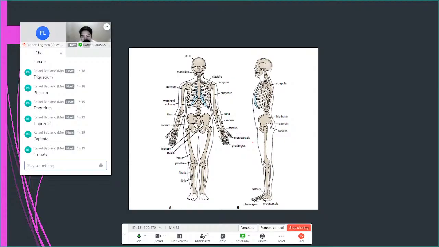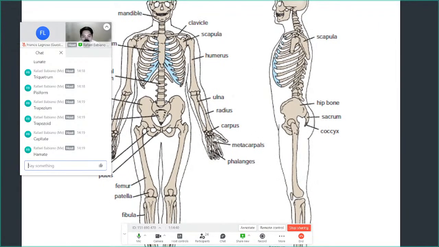So, if you see here, these are the metacarpals. The long ones. If you look at your hand, the carpals are here, right? And then there are 5 metacarpals. So the first is 1 here, 2, 3, 4, 5. Metacarpals, okay, 5.